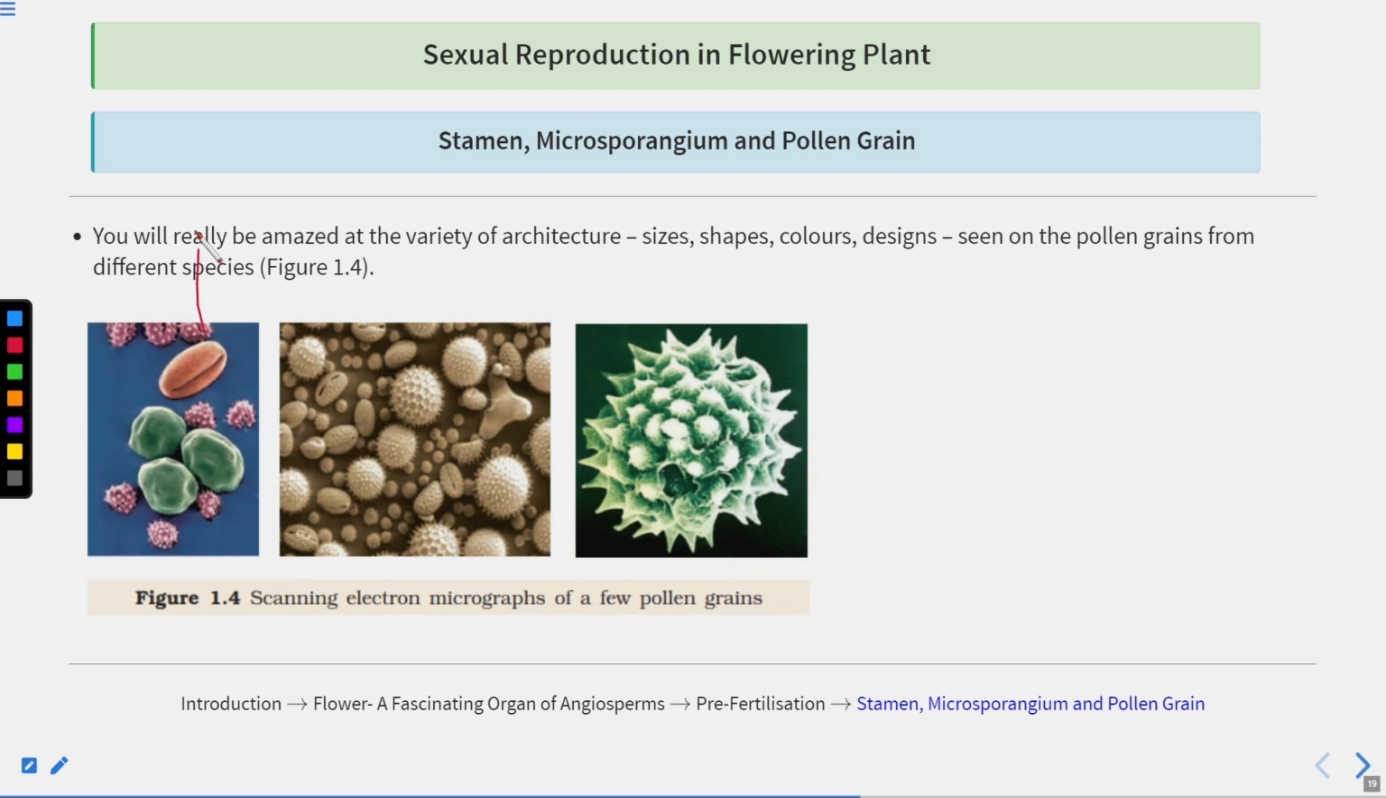Okay, so here are the images. You will be amazed at the variety of the architecture. There is a lot of variation in the size, shape, color, as well as the design of the pollen grains from different species. Clear? Now here you can see the scanning electron microscope, SEM. Scanning electron microscope tells you about the surface. So these are the pollen grains. In these images, you can see the structure of the pollen grain is so different. There is a lot of diversity in the size, shape, and color. You can see there is a difference in the color also. So this much variation is seen in the pollen grains.